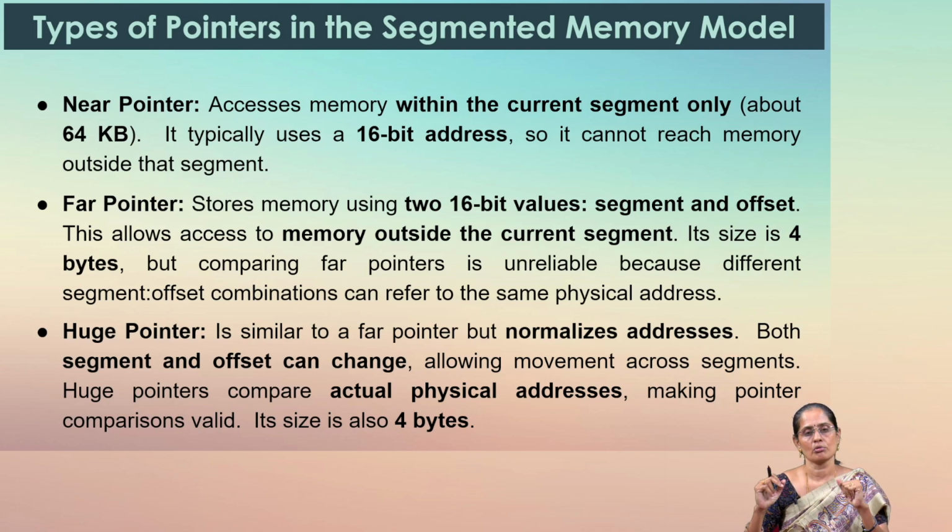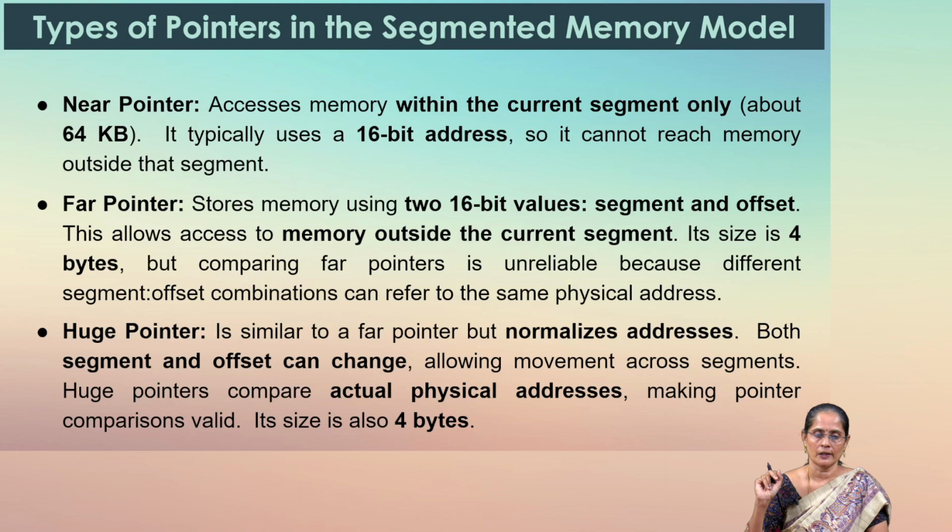And far pointer stores memory using 2 16-bit values called segment and offset, in the sense that which particular segment, in that particular segment what is the particular address. Okay. So, we need 2 parameters here to specify the address if it has more number of segments. Supposing if I have 5 segments, I want to address a particular address in 4th segment. Okay. So, in the 4th segment, what is the offset? So, we are supposed to give 2 16-bit values in case we are accessing a particular physical address, then it is called far pointer.